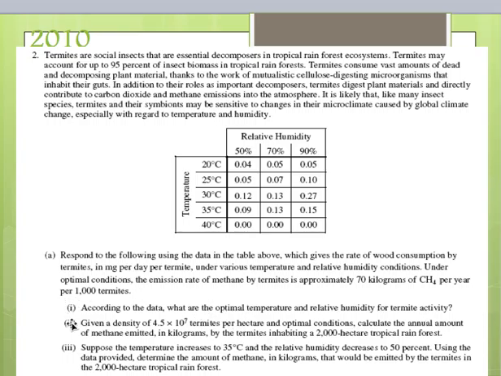Okay. So our first question is, according to the data, what are the optimal temperature and relative humidity for termite activity? We already read the table and noticed that 0.27 is the optimum. We didn't even really need to do any calculations here. So at 30 degrees, 90% humidity, that's when termites are doing the most wood consumption. That's when their rate of wood consumption is highest. So that was pretty easy.